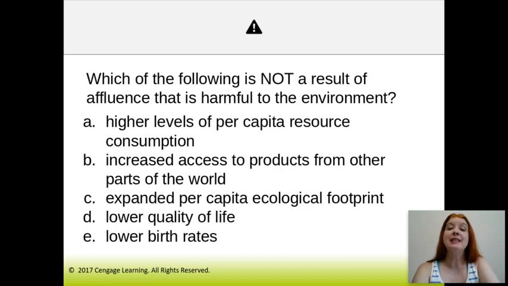Which of the following is not a result of affluence that is harmful to the environment? Higher levels of per capita resource consumption, increased access to products from other parts of the world, expanded per capita ecological footprint, lower quality of life, or lower birth rates. So the only thing there that is not bad for the environment is lower birth rates because you're making fewer babies. People are figuring out, and we'll talk about this later this year, that babies are really expensive.